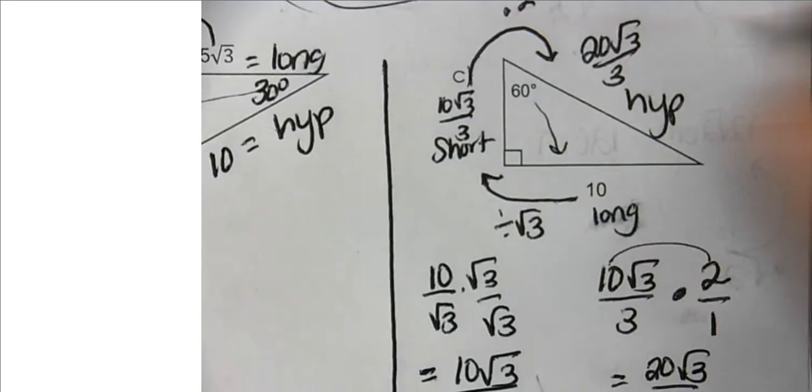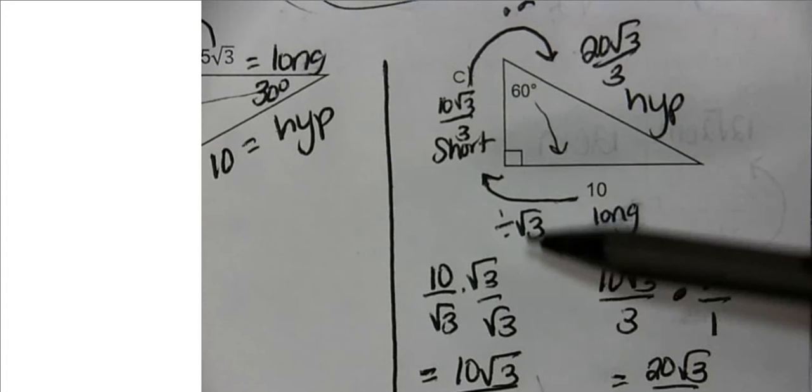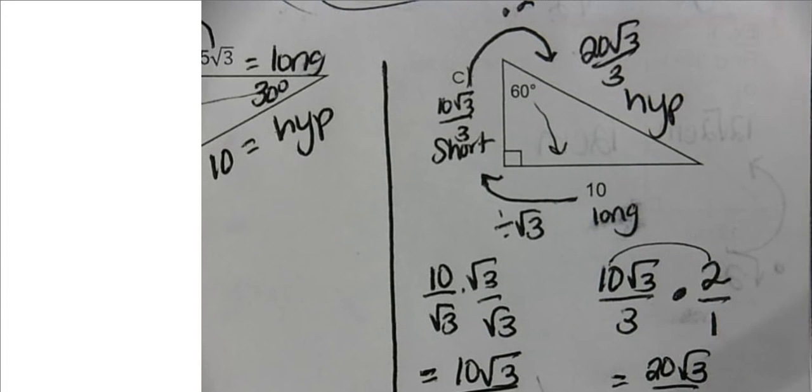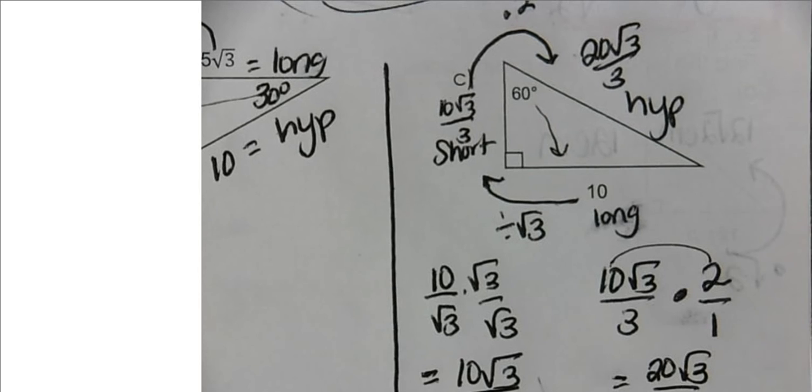So my answer is 20 square roots of 3 over 3. And one thing that I need you to know is that sometimes you might have to simplify the radical further. And if that's the case, you always want to look for the largest perfect square factor that is inside or underneath the radical and then bring that out. So all of these answers need to be in simplified radical form.